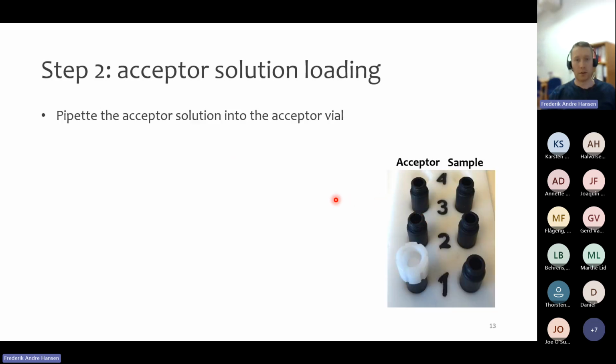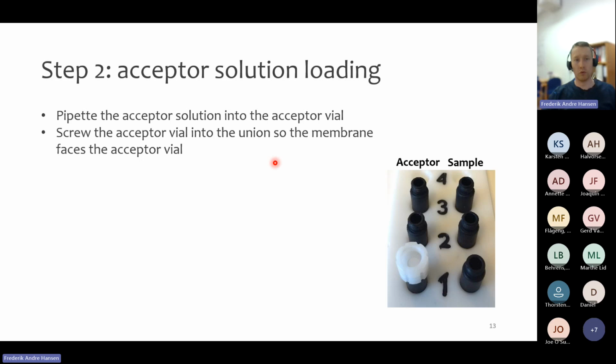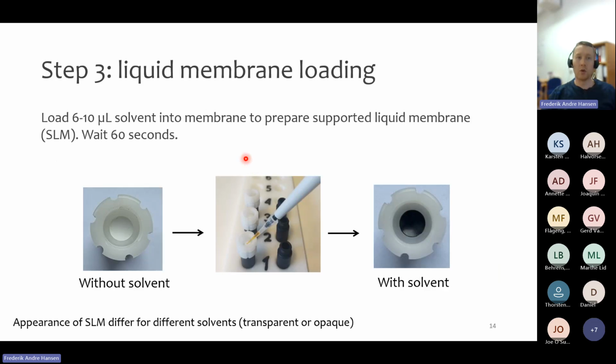Then you take the conductive vials and load the acceptor solution into one vial. Then you can screw the union holding the polypropylene membrane onto this acceptor vial so that it fixes the membrane in place. That is what you see here in the picture. Then finally you tighten the vial firmly, and then you're ready to apply the solvent, which is 6 to 10 microliters. That is just pipetted directly onto the surface of the membrane.